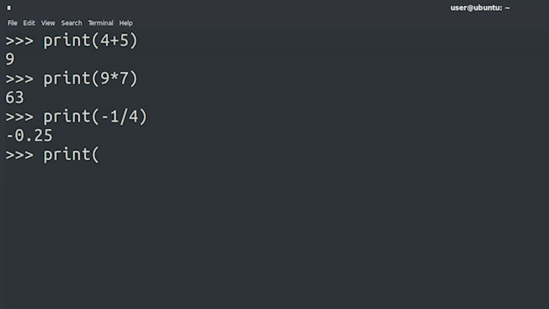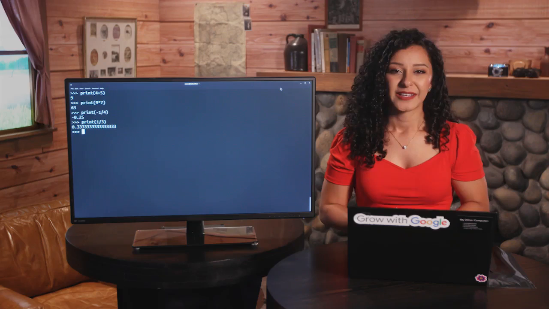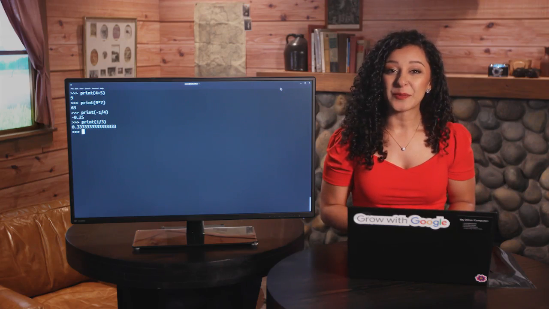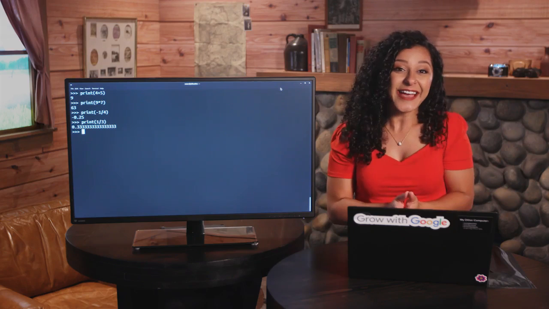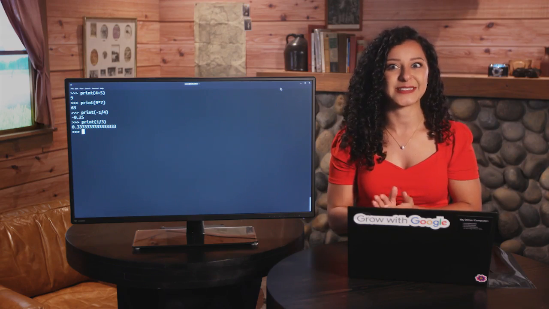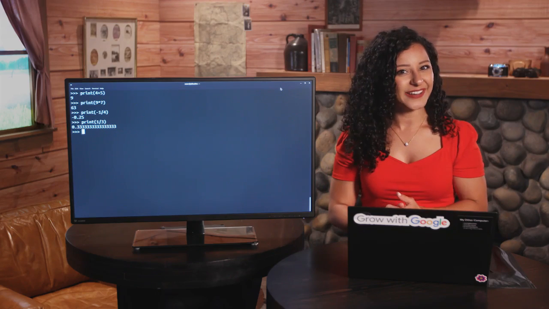Let's try 1 divided by 3. In math theory, when 1 is divided by 3, the digit 3 repeats forever after the decimal point. Of course, it's hard to display something that repeats forever, so instead we have a representation showing lots of decimal places. Not too hard, right?